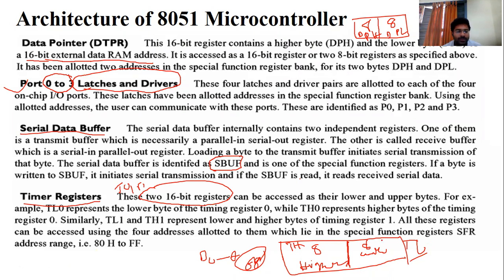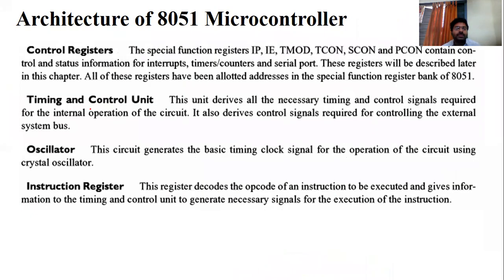So this is also one of the special function registers. This SBUF is also one of the special function registers. Then the control registers. You know that there are different types of control registers: IP, the interrupt priority register, interrupt enable register, timer mode register, timer control register, serial control register, and the power control register.